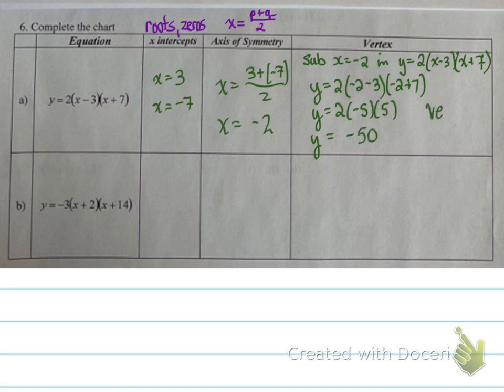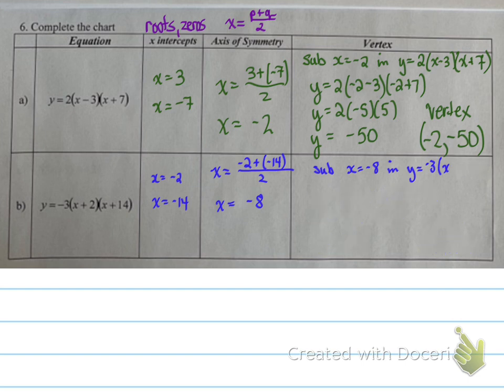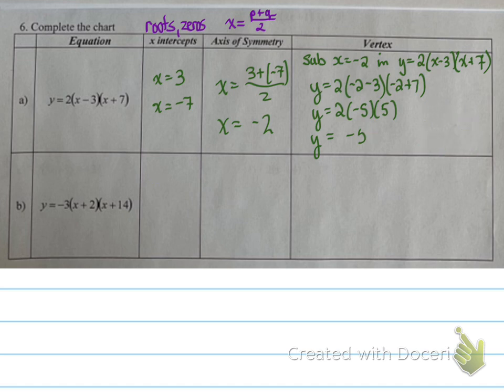So my vertex is going to be h, which is negative 2, comma, negative 50. Oops, that's a lot of work there. Let's erase that. And note here, vertex is negative 2, negative 50. Okay? So that's how we do that one. Let's move on to the next part. And we try this again with this question.